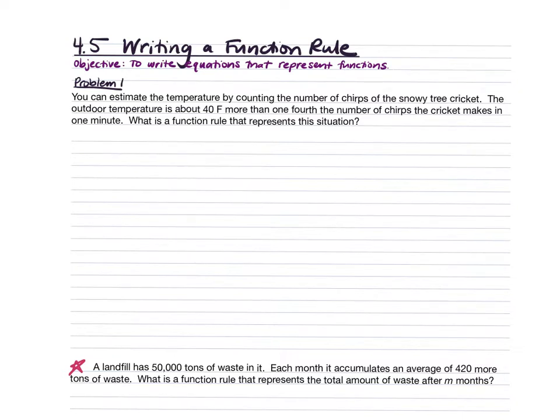This should say "little degrees more than 1/4 the number of chirps the cricket makes in 1 minute." What is the function rule that represents this situation? So we're just writing equations from these word problems.